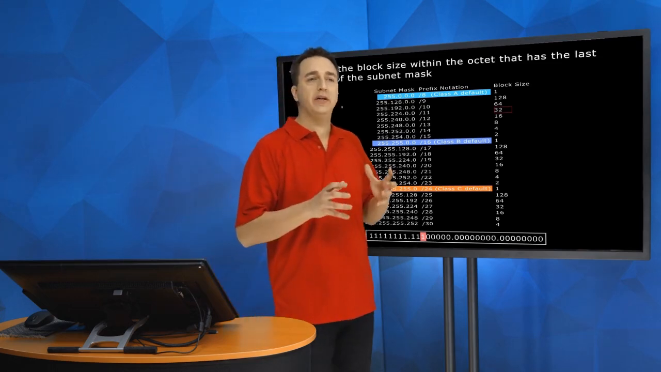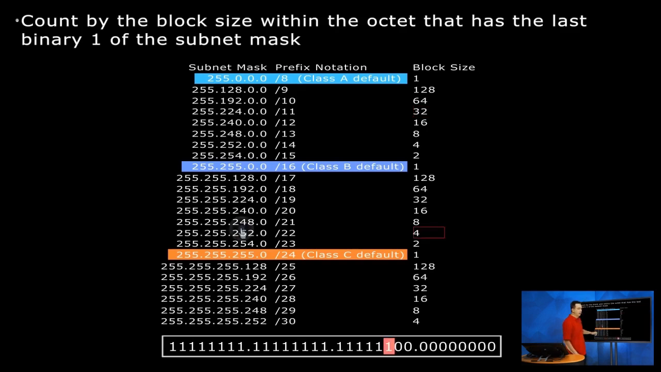Where is the very last one? I'm going to pick /22. Where is the very last one? The very last one is in the third octet here. And what is the decimal equivalent of that bit position? In this case, it is 128, 64, 32, 16, 8, 4. So it's 4. And we can see that right there.